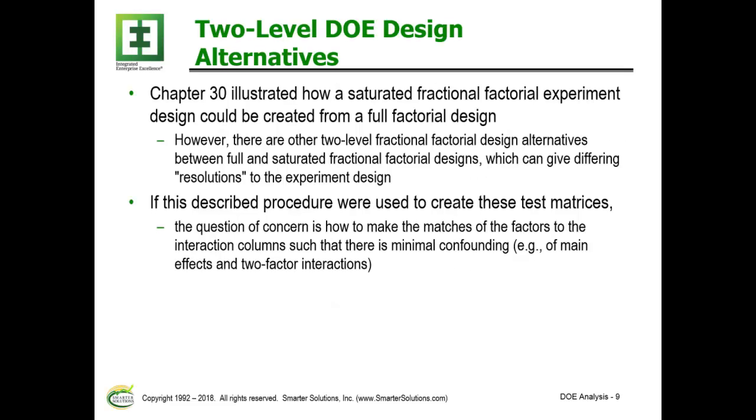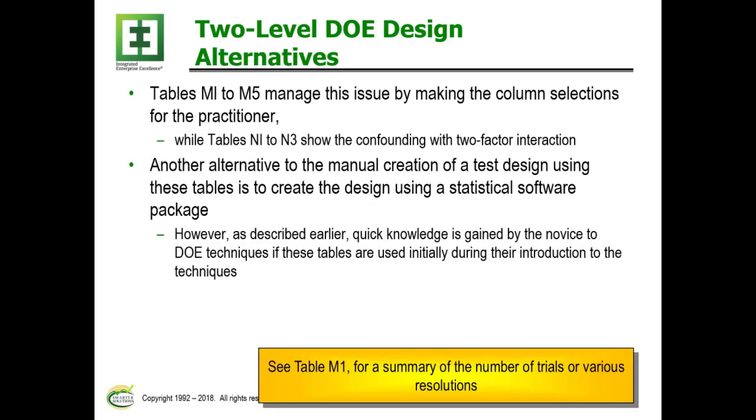Chapter 30 illustrated how saturated fractional experiments could be created from a full factorial. However, as I've pointed out previously, there are other alternatives between a full and fractional extreme design, and these can give us various resolutions. So the question of concern is how to match the factors to the interaction columns so that there is minimal confounding of the main effects and two-factor interactions.